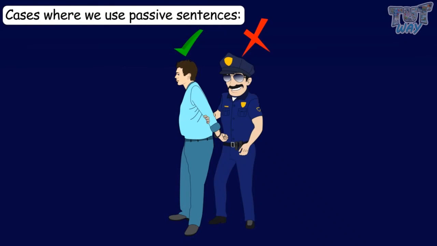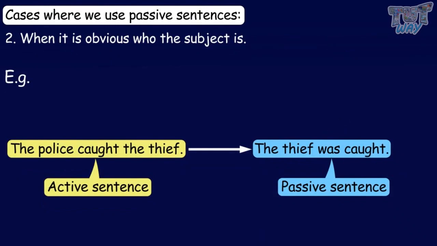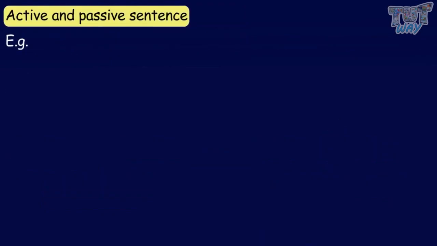So, we have learned 2 cases in which passive sentences are used. First, when we do not know who the subject is or it is not important who the subject is. Second, when it's obvious who the subject is. Now let's take up some more examples.